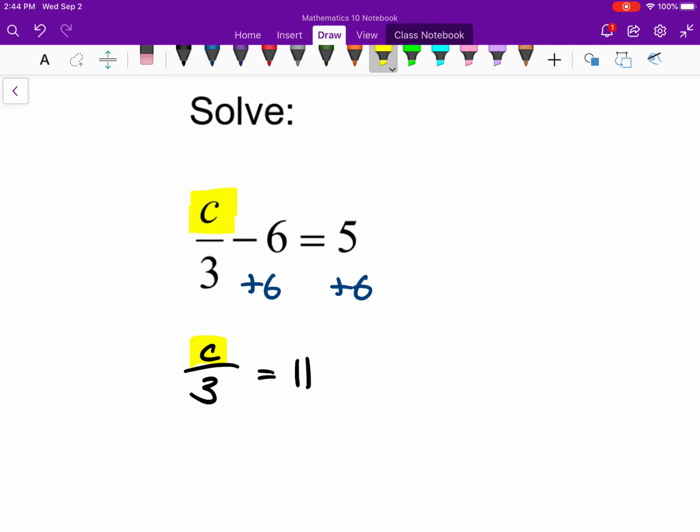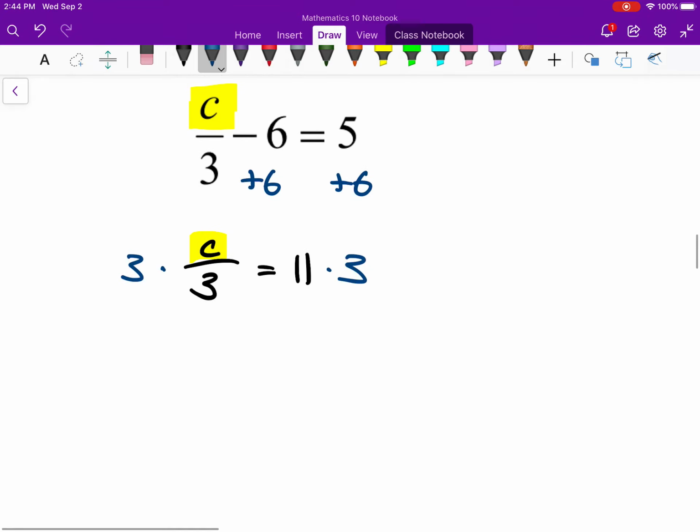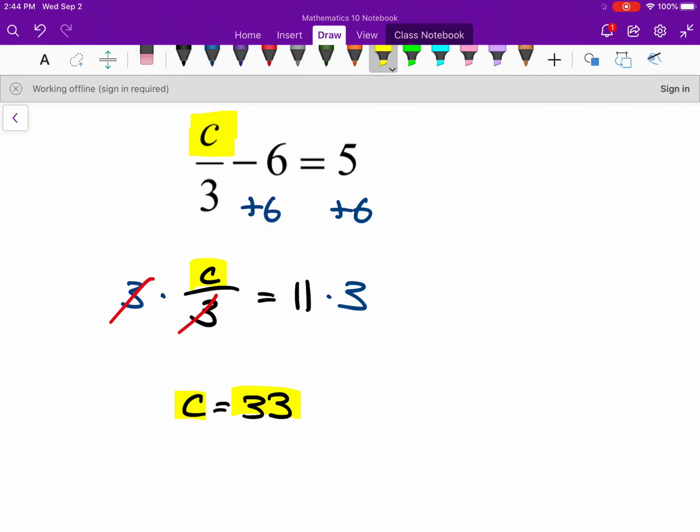And again, over 3 means divided by 3. The inverse of division is multiplication, so I want to times both sides by 3. I'll just use a dot for multiplication. And so again, the dividing by 3 and the timesing by 3 right here cancel each other out. So all I have left is a c. On the other side, I have 11 times 3, which is 33. All right. And again, I'm applying inverses to both sides.